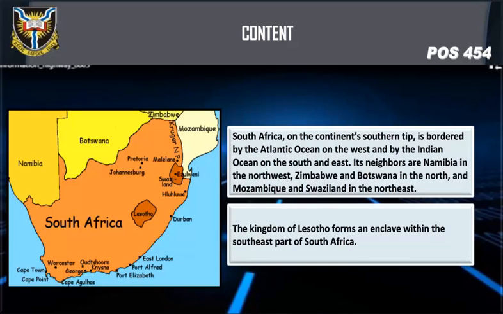Content: South Africa, on the continent's southern tip, is bordered by the Atlantic Ocean on the west and by the Indian Ocean on the south and east. Its neighbors are Namibia in the northwest, Zimbabwe and Botswana in the north, and Mozambique and Swaziland in the northeast. The Kingdom of Lesotho forms an enclave within the southeast part of South Africa.